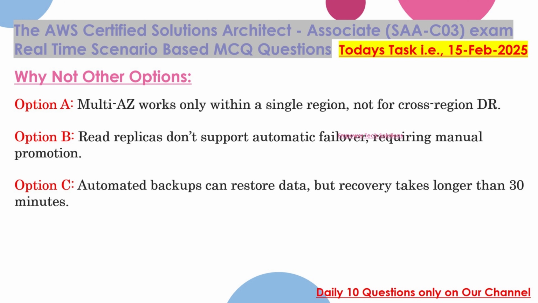Why not other options? Option A. Multi-AZ works only within a single region, not for cross-region. Option B. Read replicas don't support automatic failover, requiring manual promotion. Option C. Automated backups can restore data, but recovery takes longer than 30 minutes.